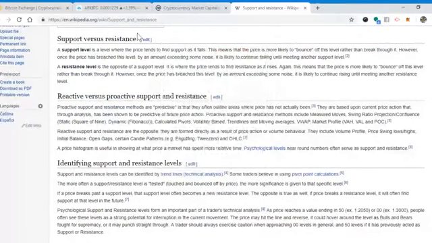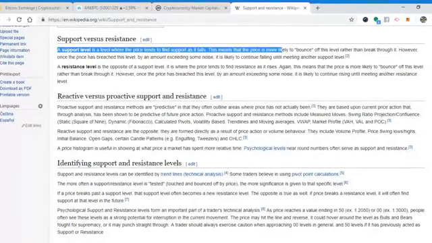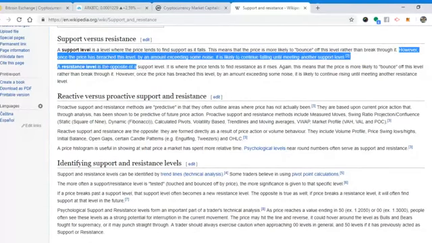So, support versus resistance. A support level is a level where the price tends to find support as it falls. This means that the price is more likely to bounce off this level rather than breaking through it. However, once the price has been breached, it is likely to continue falling until meeting another support level. Once again, a support level is a level where price tends to find support as it falls, meaning as we're going down, when we hit this level, we tend to get rejected to the downside and it makes us bounce back to the upside. This means the price is more likely to bounce off this level rather than break through it. However, once this price has been breached, it is likely to continue falling until meeting another support level.